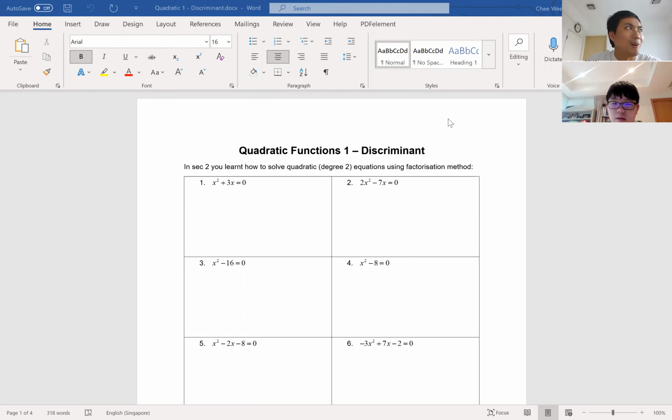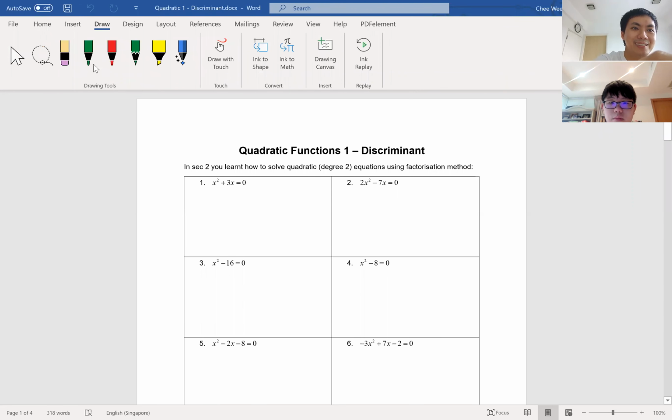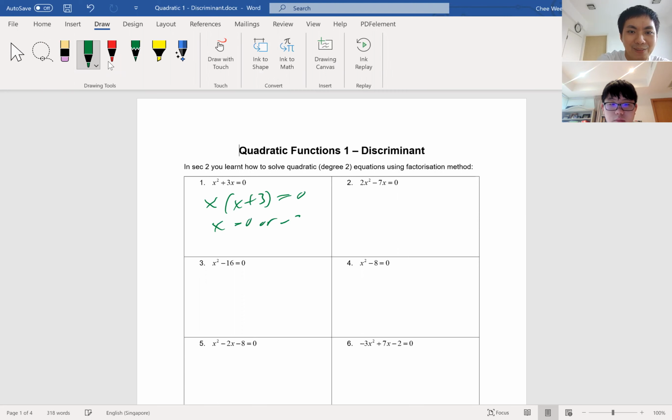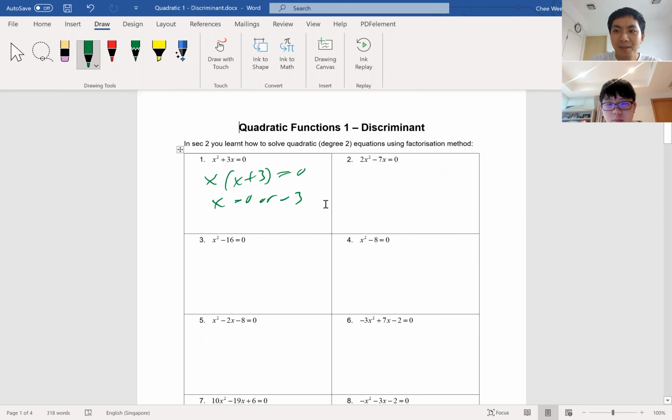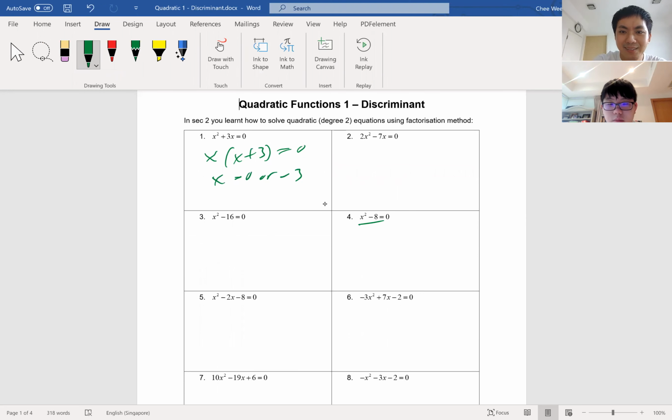Theoretically at Sec 2, or grade 8, all your quadratic equations were kind of solvable by the factorization method. You could have a clean, easy factorization like x plus 3 is equal to 0, then you will have x equals 0 or -3. Basically, mode 3 on your calculators, actually. Occasionally, you can get something like this: x squared is equal to 8, x is equal to plus minus square root 8.